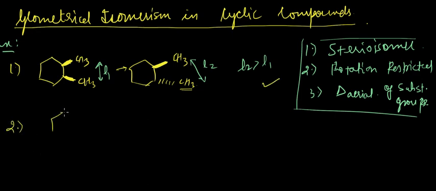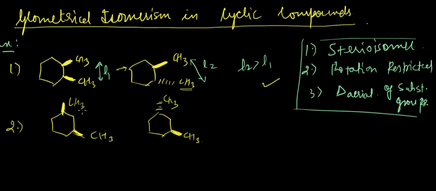Okay, let me compare this. And this, is it showing geometrical isomerism? Yes, because the distance between these two which are facing towards your face will be L1, and this distance would obviously be greater, because this CH3 is towards your face and this CH3 is away from your face. So L2 is greater than L1, hence this is showing geometrical isomerism.